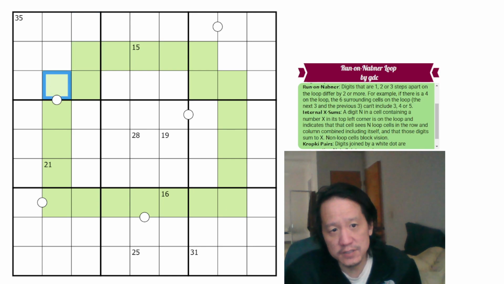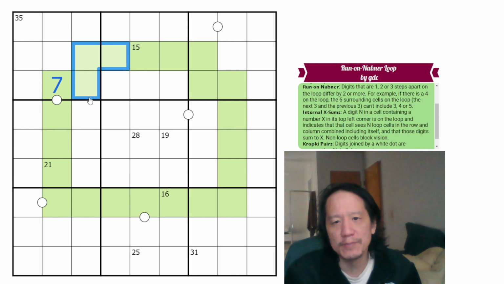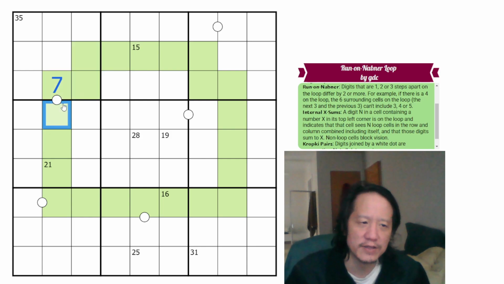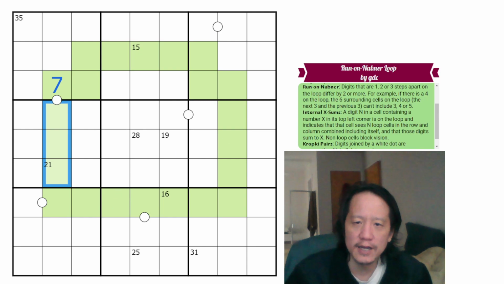Say this was a 7. If this were a 7, none of these 3 digits could be 6, 7, or 8, and that's why it's Run-on-Nabner. Nabner is essentially, you can't have consecutive digits, and you can't have repeats. So this cannot have a 7, it cannot have a 6 or an 8, because those are consecutive. It's basically the previous 3 on the loop and the next 3 on the loop cannot be consecutive or be the same digit. And that's Run-on-Nabner.